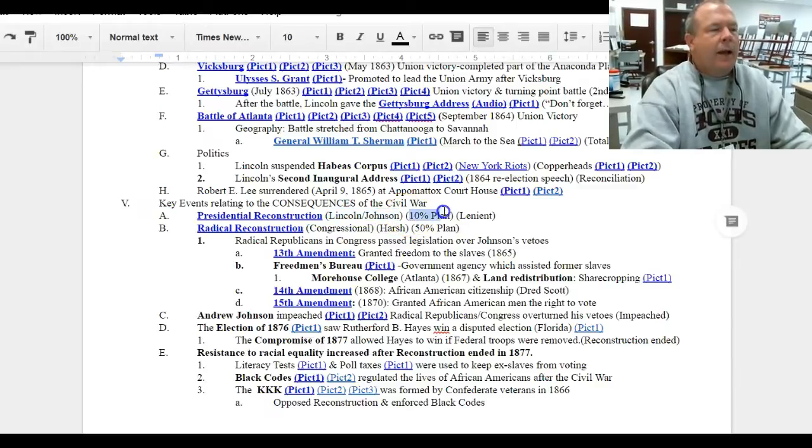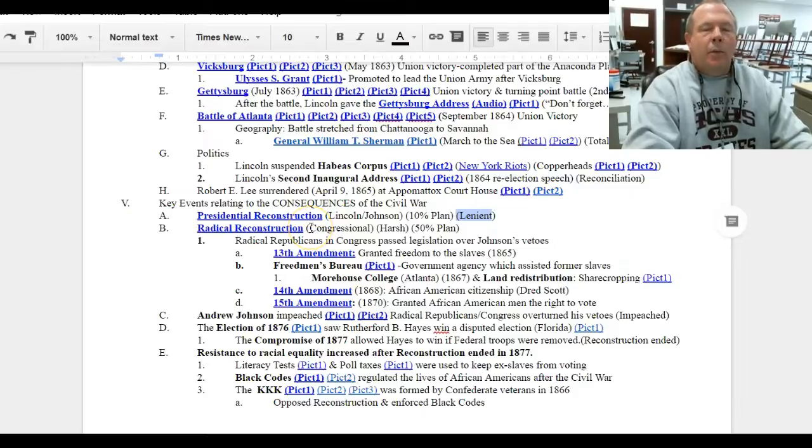Lincoln and Johnson's plan of Reconstruction was known as the 10% plan. They were going to require that 10% of Southerners stand and recite an oath of allegiance to the United States, and if they would do so, then their state could re-enter the Union. Many in Congress believed that this was a lenient policy.